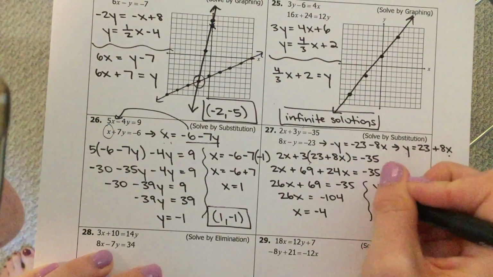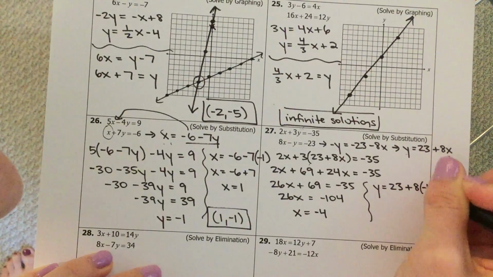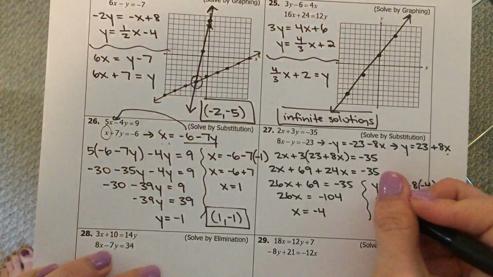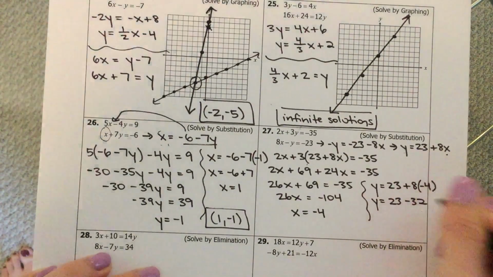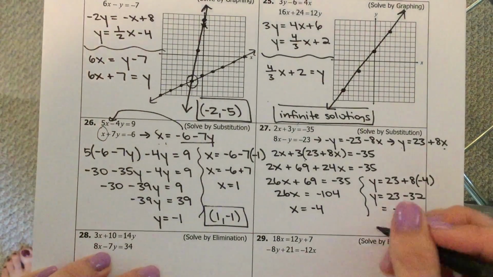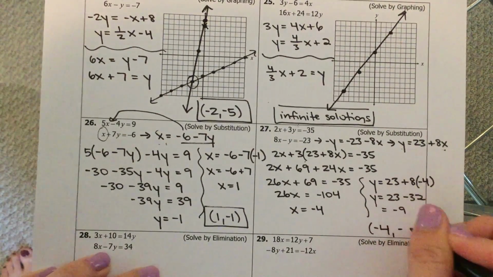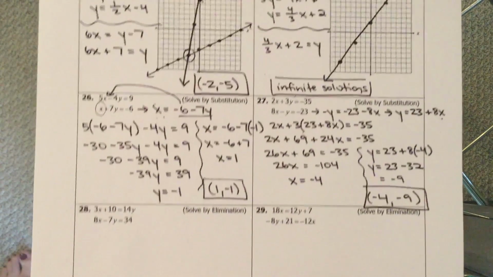And then next thing we want to do is sub this back in and solve for y. All right, so we have y equals 23 plus 8 times x. So we can sub that value in. So we get 23 minus 32, and that ends up leaving us with a -9. So ordered pair always, x first and then y. And that gives us our final answer for 27.